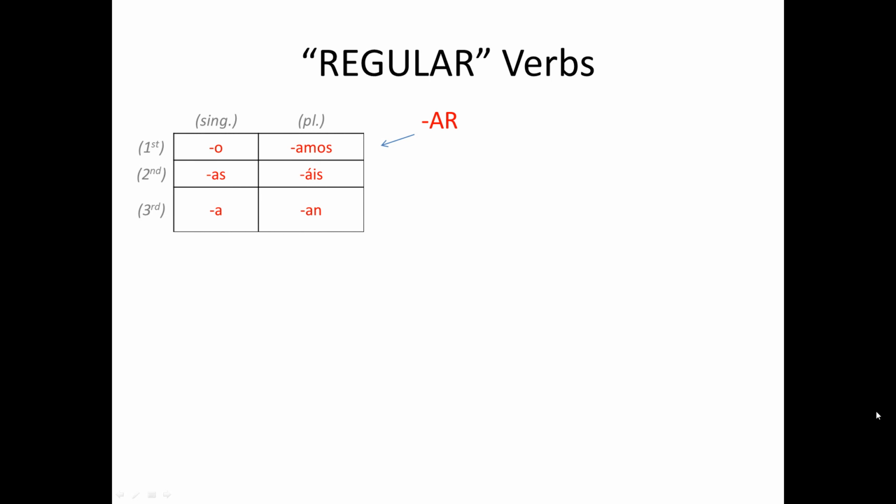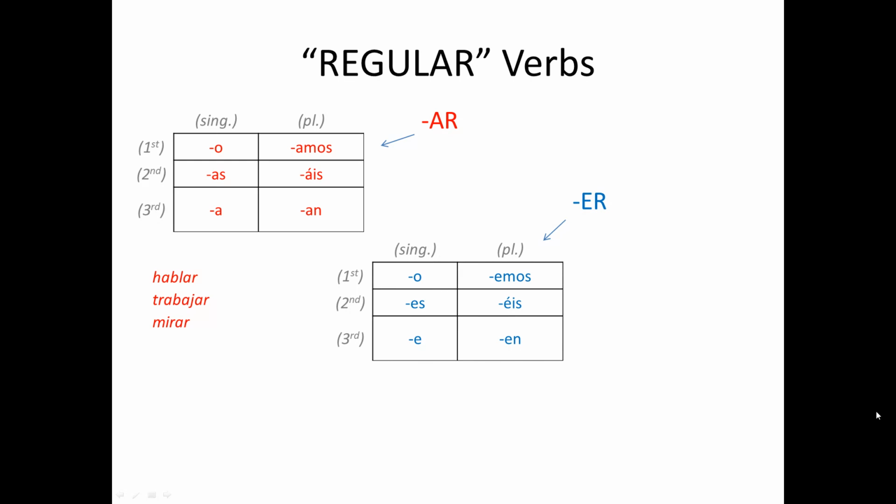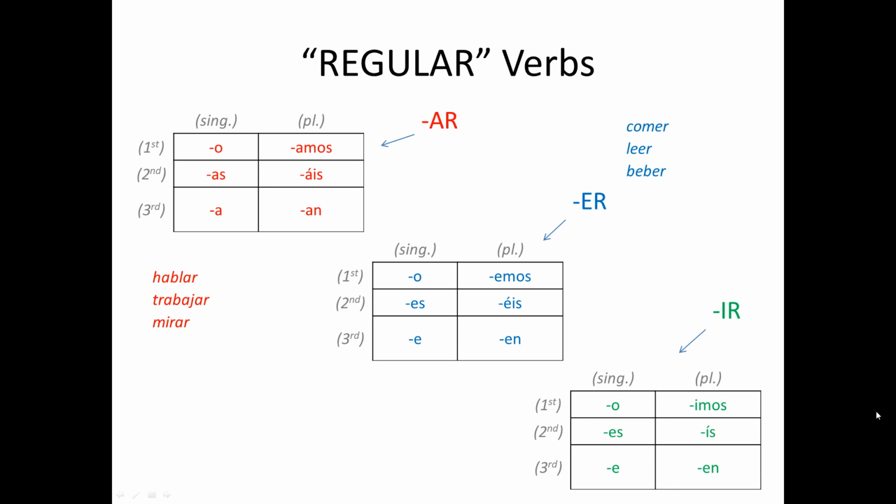Let's take a look. AR: o, as, a, amos, áis, an. That's like those three verbs: to speak, to work, to look at or to watch. ER verbs: o, es, e, emos, éis, en. That's like these three verbs: to eat, to read, to drink. And last but not least, finally, the IR verbs: o, es, e, imos, ís, en. Like the three we just looked at: vivir, escribir, and abrir. That's it, everybody. How cool is that?